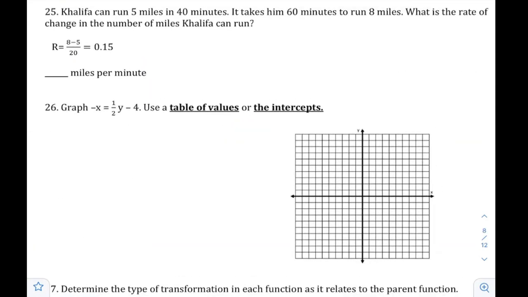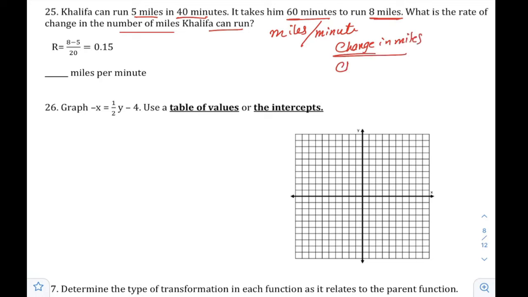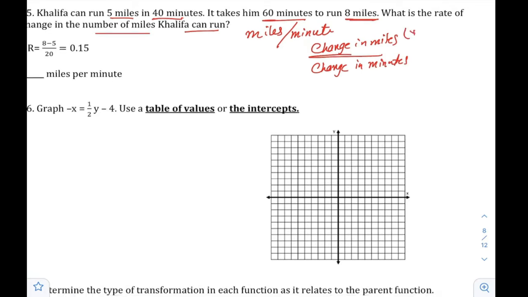Khalifa can run 5 miles in 40 minutes. It takes him 60 minutes to run 8 miles. What is the rate of change in the number of miles Khalifa can run? So we want miles per minute. That means we need change in miles over change in minutes. That means the miles will be our y and the minutes will be our x.